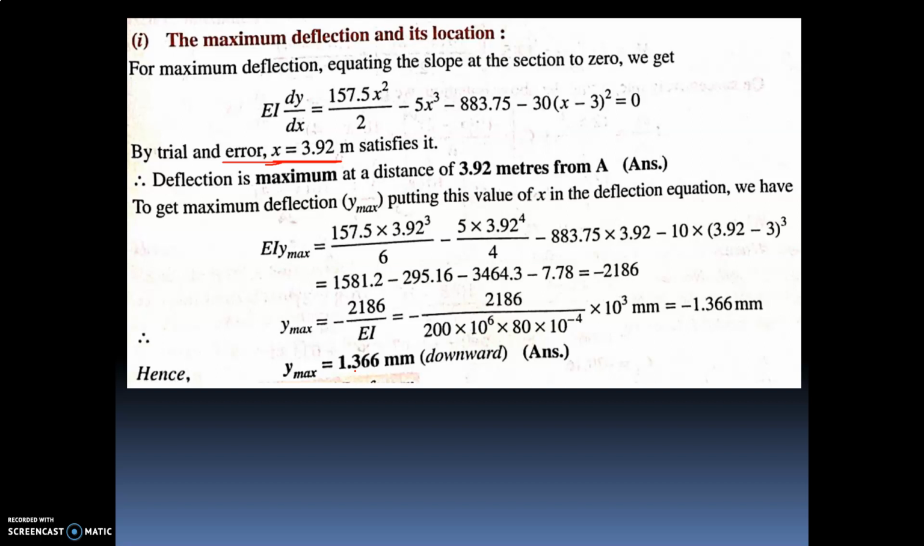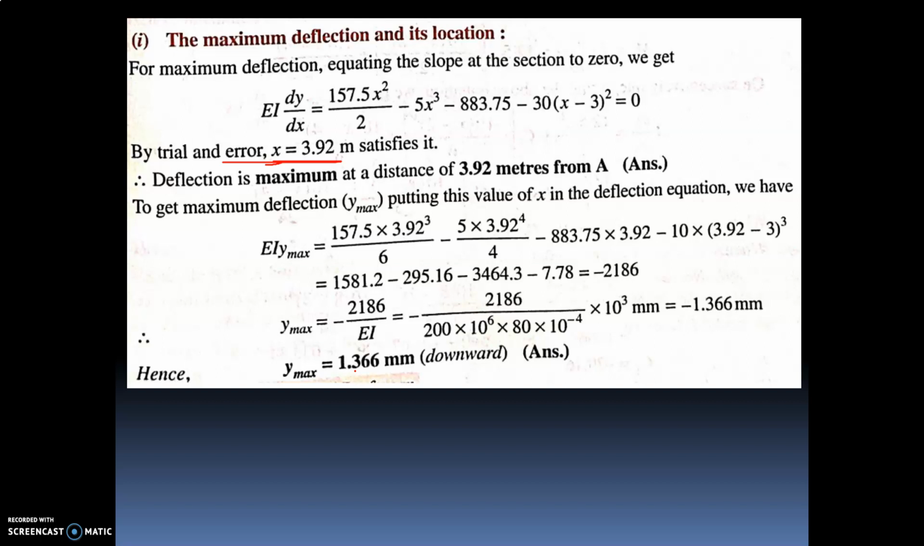I hope all of you understood. The main thing you have to see here: first find the reactions. Then take the section. Section is always at a distance of x from A. Then write the bending equation. That bending equation is nothing but M(x), which is equal to EI into d²y by dx². So write the whole bending equation and then integrate that. Once you integrate that, you get one equation, that is the slope equation. Again if you integrate that equation, you call it the deflection equation.